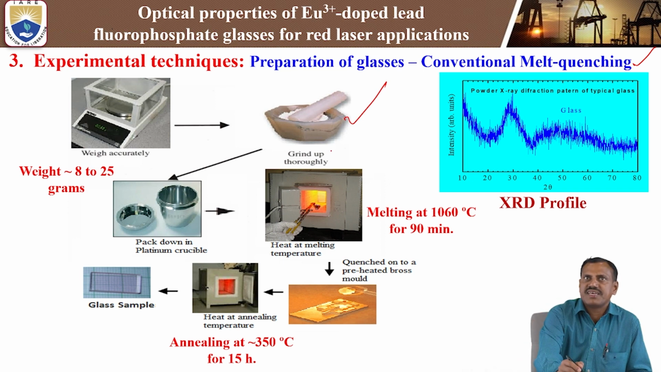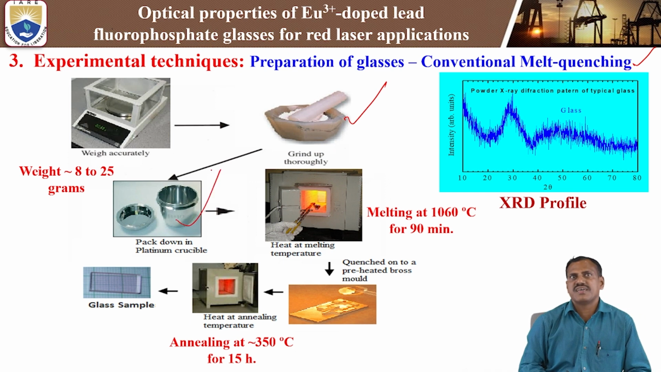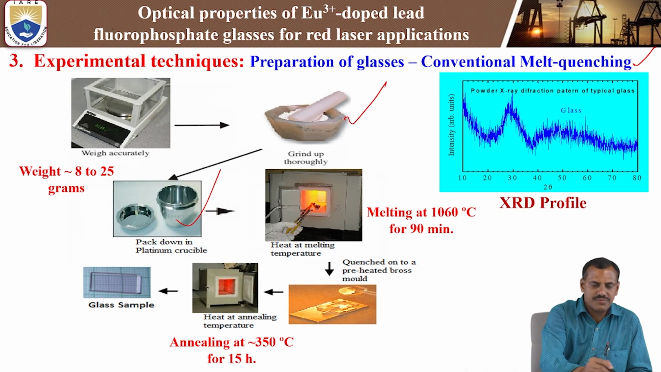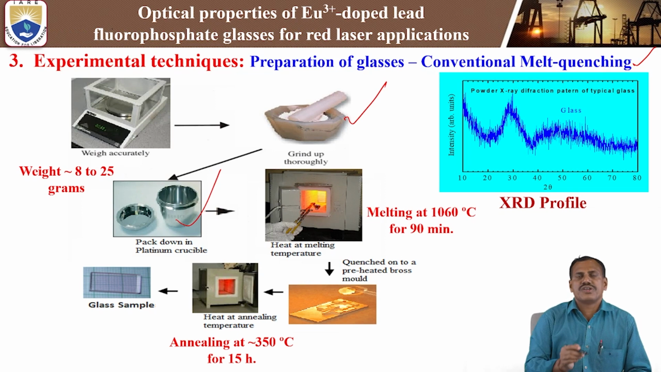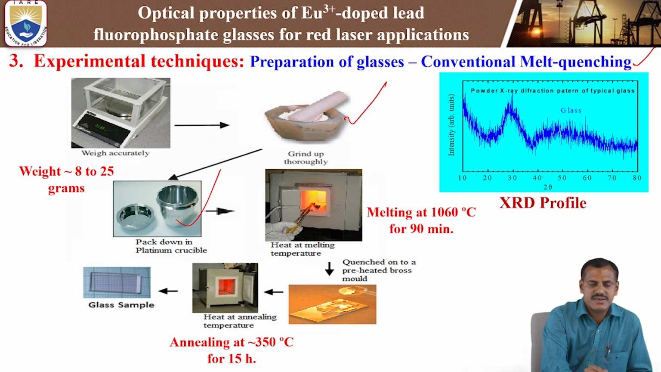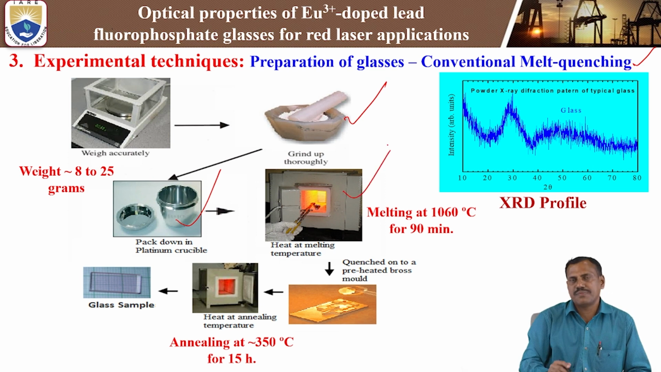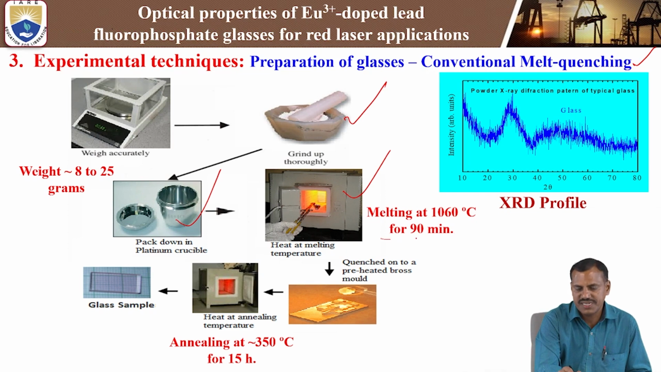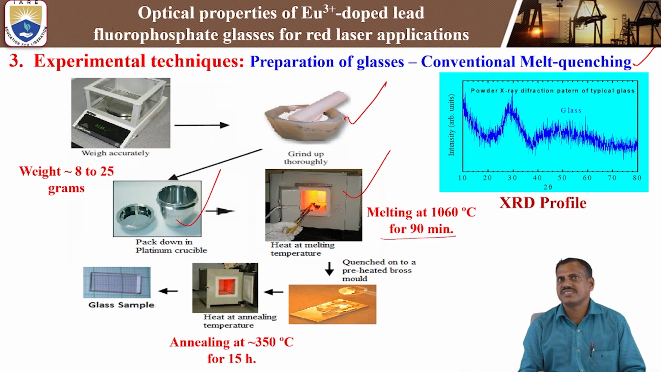Then after making the fine powder sample, we keep it in the platinum crucible. This is made of platinum. In this platinum crucible, we pour the chemical composition. Next, we cover it with the lid, which is also made of platinum. Then we keep the chemical composition in the electrical furnace at a melting temperature of 1060 degrees centigrade. The melting duration is 90 minutes, that is 1.5 hours. We need to keep it at a temperature of 1060 degrees centigrade.